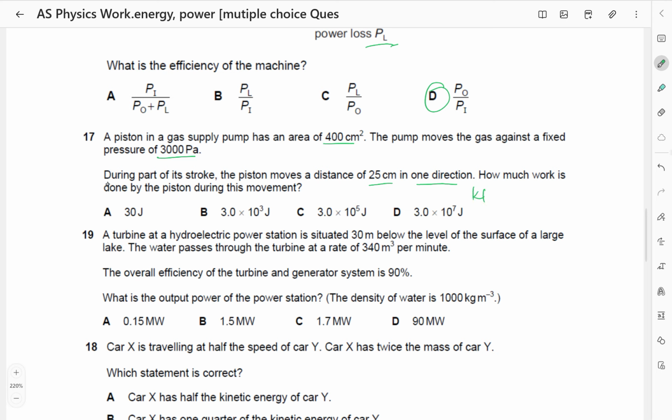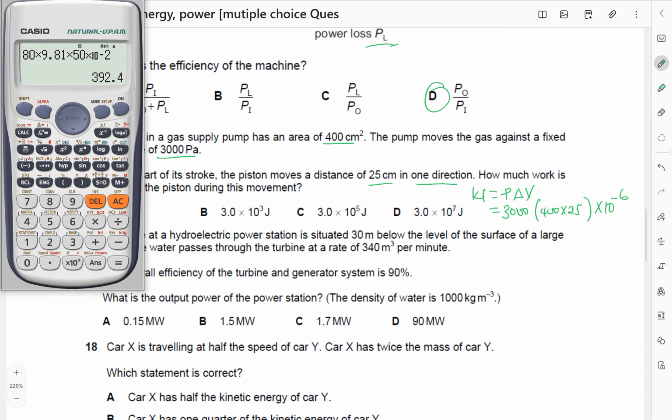So work done is equal to pressure times the change in volume. So this is very easy. Pressure is 3000. The volume is going to be the cross-sectional area times that length. So it is going to be 400 times the length, which is 25. But this will be in centimeters cubed, so we multiply by 10 power negative 6 to change it to meters cubed.